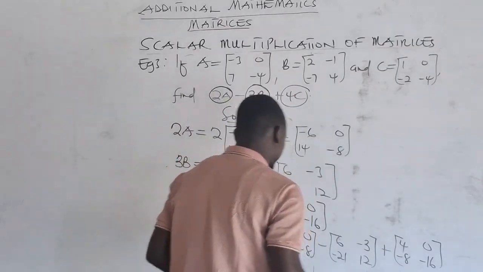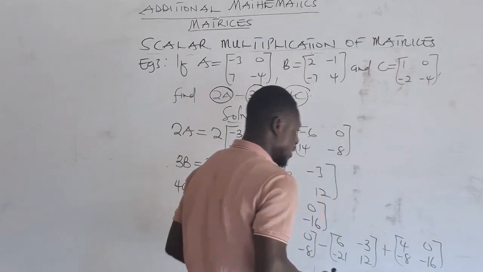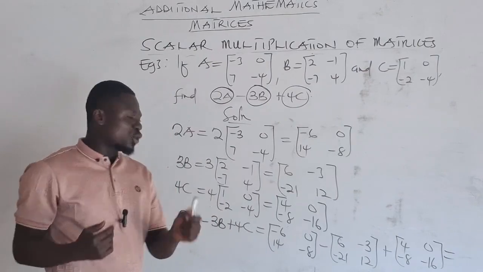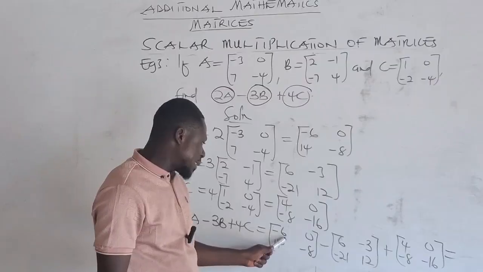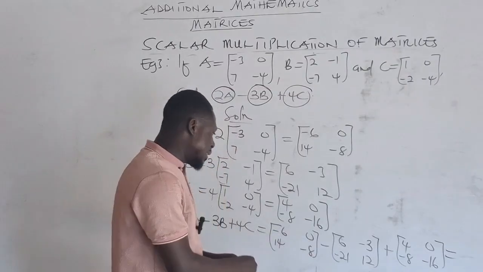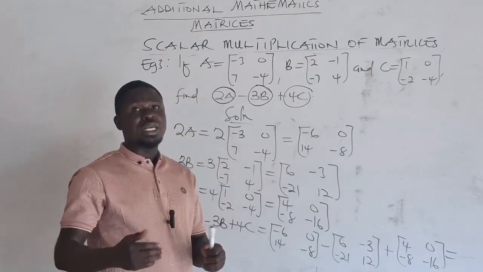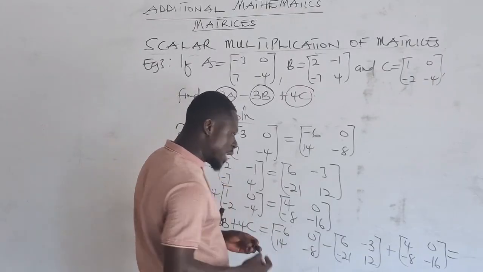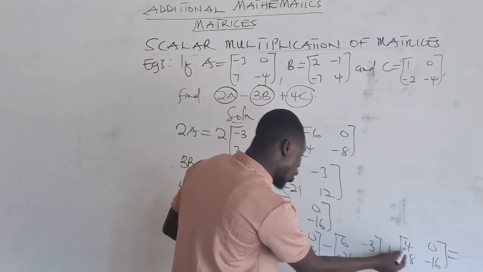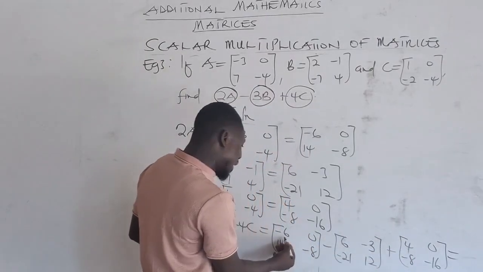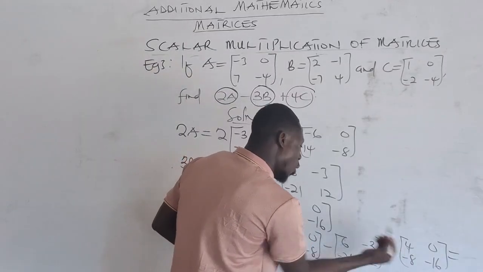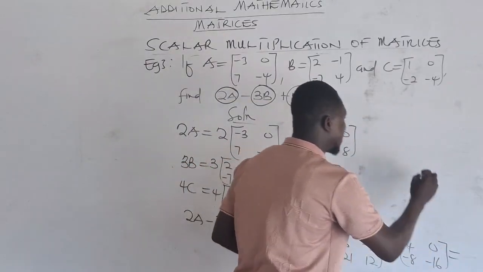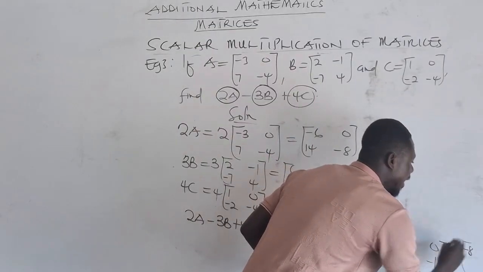So let's simplify everything. In this, we are going to do it straightforward. Since we know how to do it, we have negative 6 minus 6, and this will give us negative 12, because we are simplifying the corresponding entries. So negative 6 minus 6 will be negative 12, plus the 4, will be negative 8. So we will have negative 8.